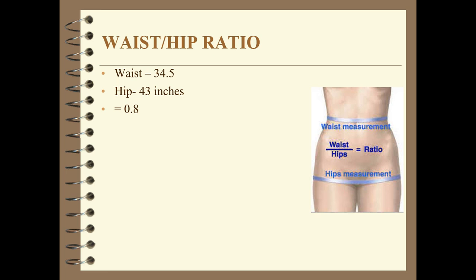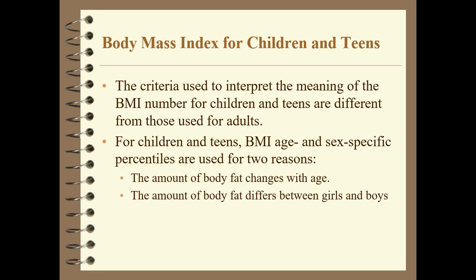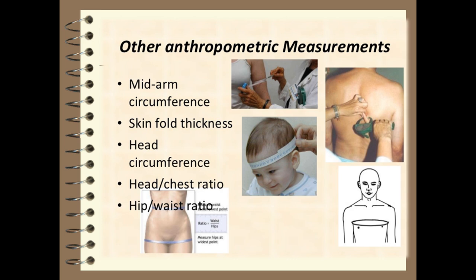So what they use for kids and children, I'm not seeing it here, is a growth chart. I think I have it in the PowerPoint a little further down, so when we reach there, we can talk about it. But keep it in mind, growth charts are what they use to measure children 18 and below. Other anthropometric methods include mid-arm circumference, here, skin fold thickness, which uses a caliper, head circumference, head and chest ratio, and hip and waist ratio.